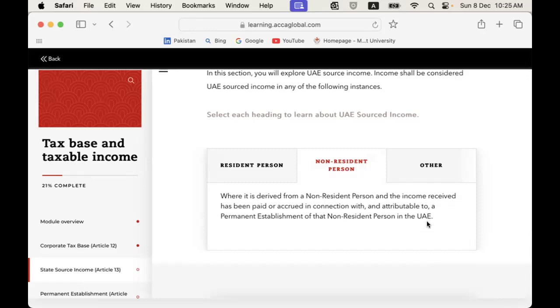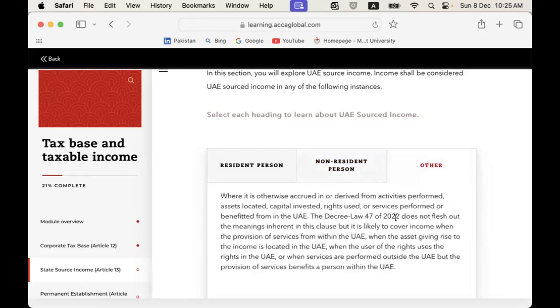And why is that so? Because this non-resident person has a branch, and the branch is a permanent establishment in the UAE. Perfect. So that is the whole point of it. Income from a non-resident person will also be taxable if it can be attributed to a permanent establishment in the UAE. Any confusions for any other person? Farjad and Absar and everyone, you guys are clear?